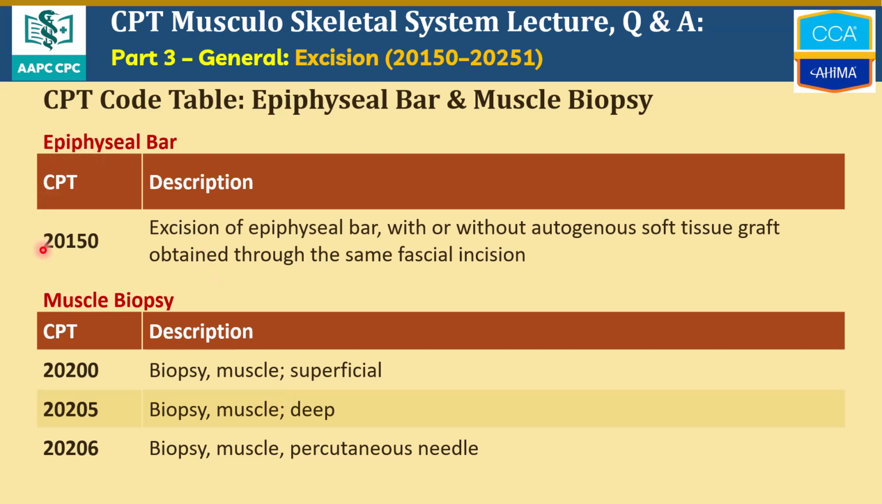Epiphyseal bar, code 20,150, describes the excision of epiphyseal bar with or without autogenous soft tissue graft obtained through the same fascial incision. Muscle biopsy codes, there are 3: 20,200 for biopsy muscle superficial, 205 for biopsy muscle deep, 206 for biopsy muscle percutaneous needle.